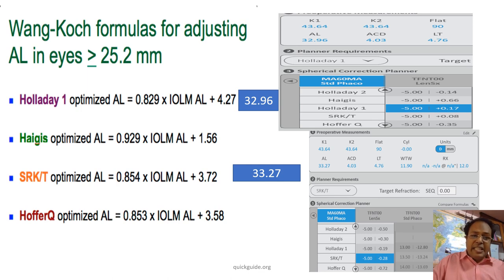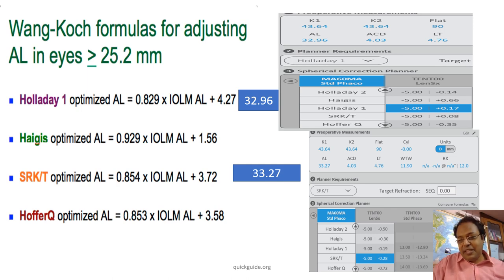And I did an optimization over here, Holiday 1 optimization. This is the formula. I did the optimizations. Remember, the patient had 34.61. That was the patient's axial length. I did an optimization, 32.96. After the optimization, the patient's axial length is now 32.96. Now see, what is the IOL recommended by Holiday 1? So Holiday 1, against the 32.96, is recommending now to put a -5 lens.